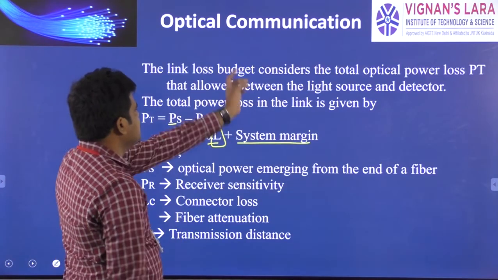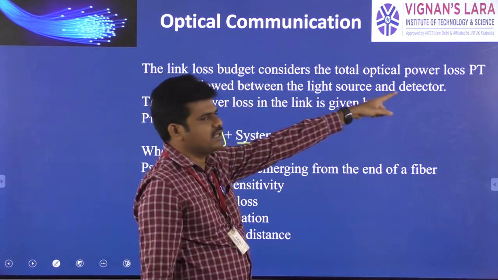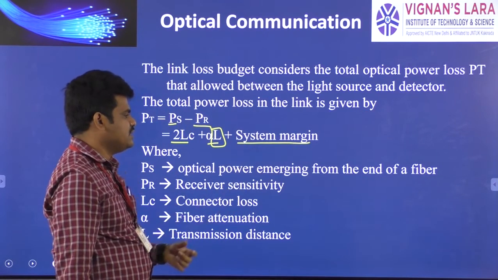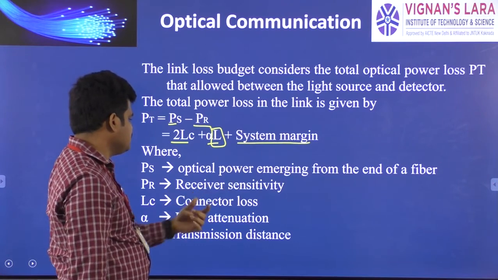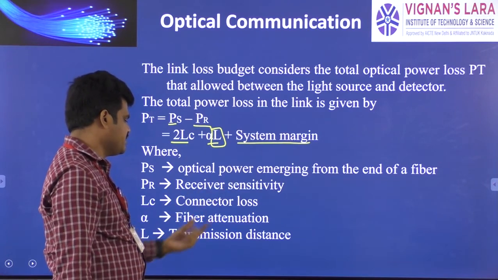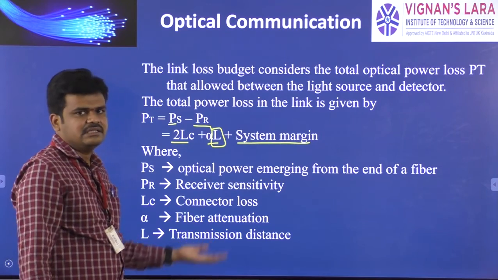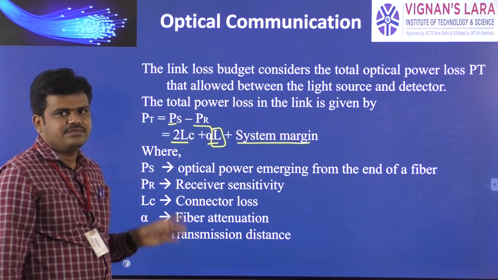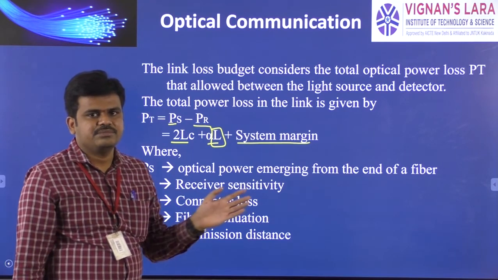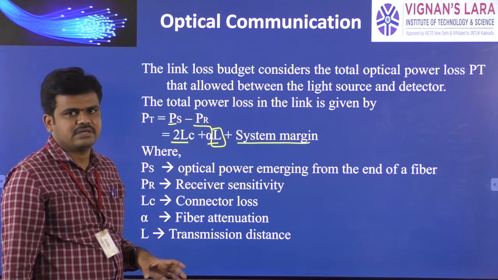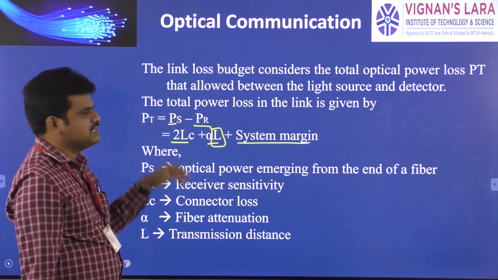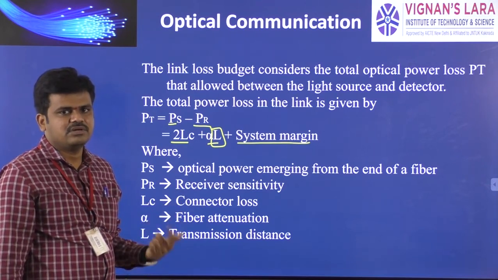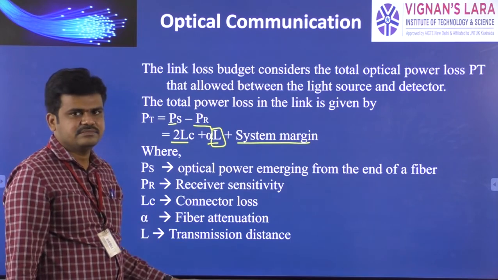The link loss budget considers the total optical power loss, say PT, which is due to the optical power emerging from the end of the fiber, receiver sensitivity, connector loss, fiber attenuation, and transmission distance. All these parameters are considered as the reasons for the power loss in the optical communication system link. So that is the reason the link power budget is used to estimate the total amount of power loss due to several reasons.